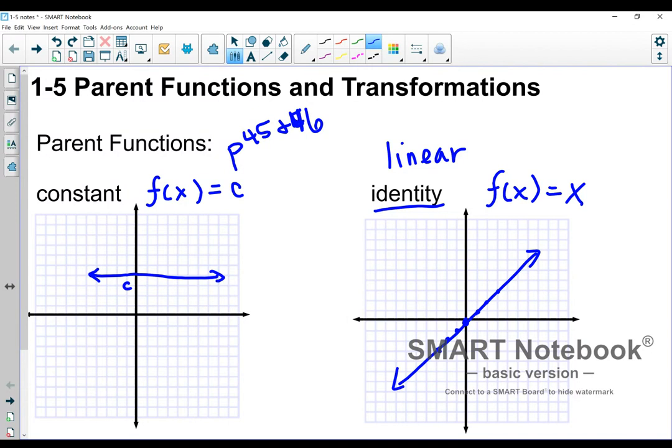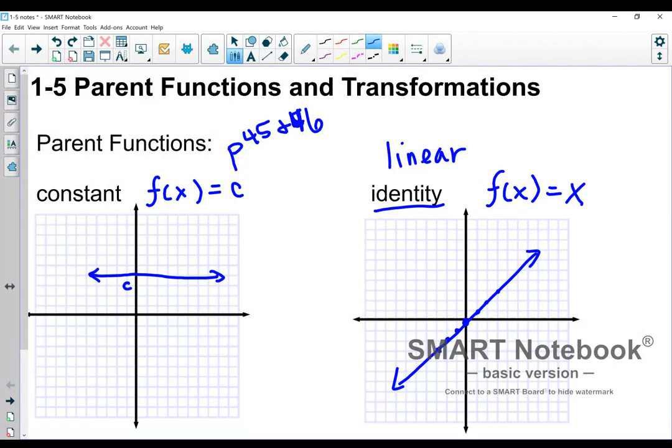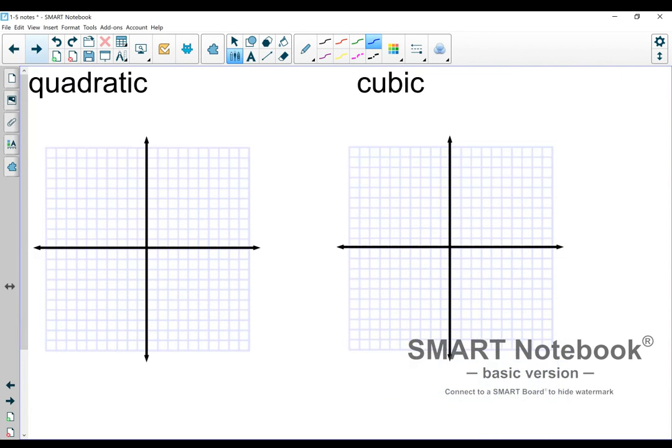So when I am moving my graph up and down by changing my y-intercept, that's really translating it vertically, and we'll look at those in a minute. If I put a number in front of x and I give it a slope, I'm really stretching it or shrinking it. So that's going to be a dilation. And we'll look at that in a minute as well. So for quadratic, that's going to be of the form f of x equals x squared.